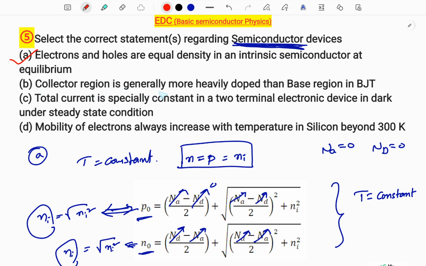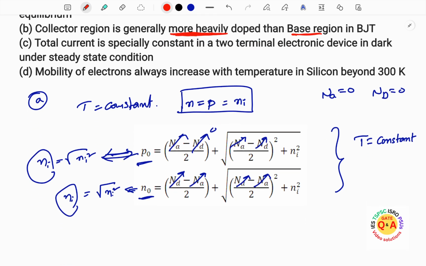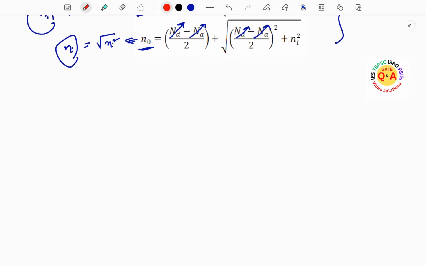Option B: collector region is generally more heavily doped than base region. This is wrong. The collector region is moderately doped, not heavily doped, and the base is lightly doped. You will see the doping levels of all the regions of a BJT.